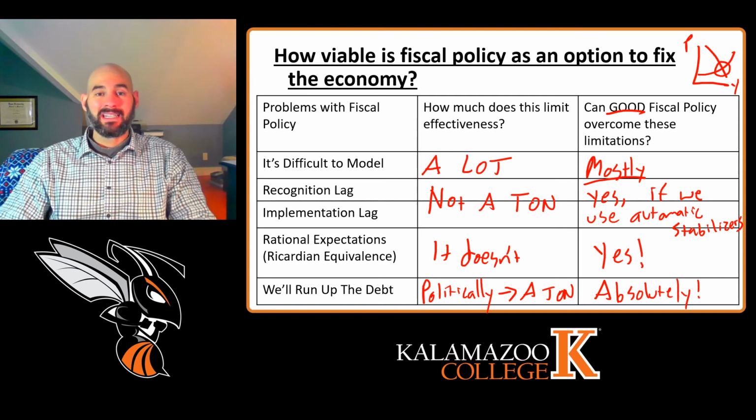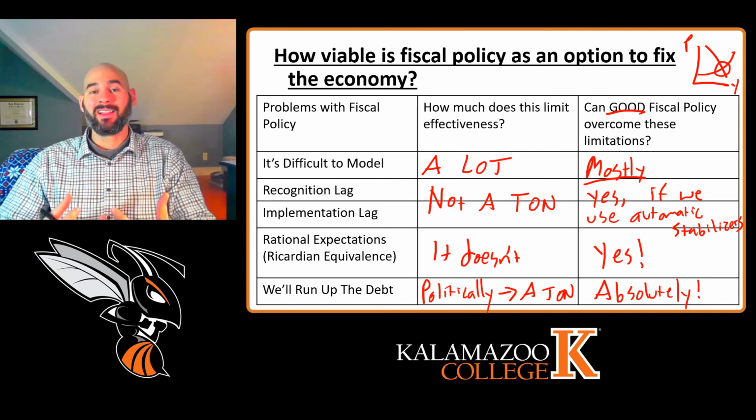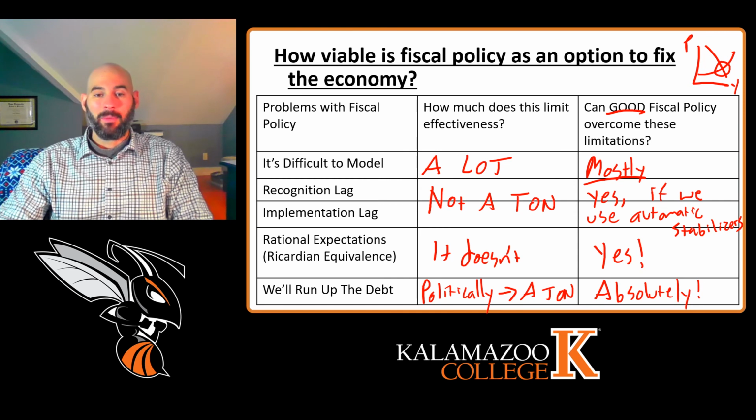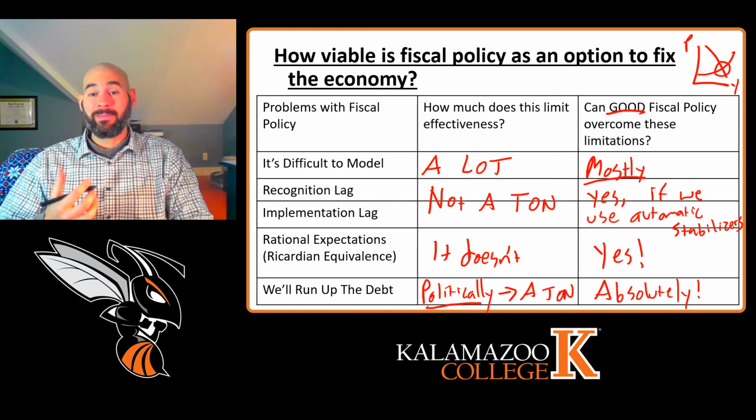So we're going to summarize all of this by saying that good policy can overcome many of the theoretical limitations, but we still need another option to deal with some of the practical challenges. Some of the practical challenges here being political, being that there may be an impact on interest rates if we're spending more. And so the only other option that we have at our disposal from a central government standpoint is going to be monetary policy.